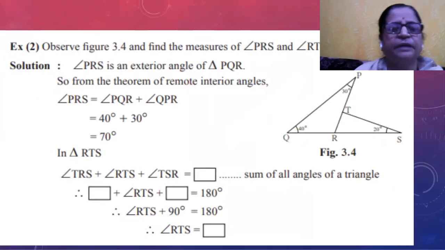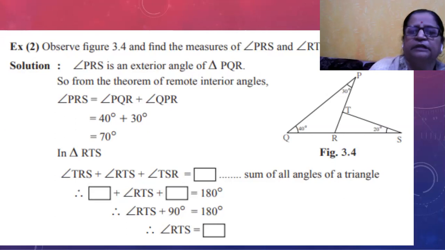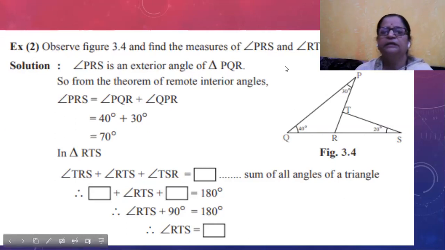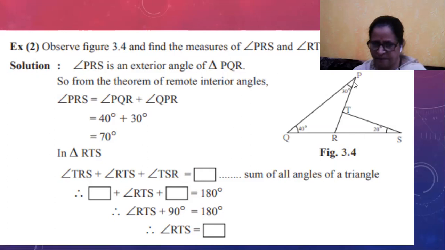In the next example, in the figure it is given that angle PRS is here and angle RTS is here. We have to find the measure of these two angles. The solution is that angle PRS is an exterior angle of the triangle PQR, and here it is the exterior angle.